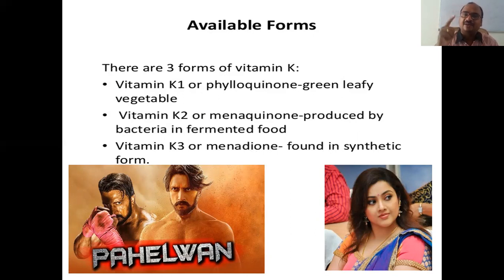So the first one is purely vegetarian, the second one is only from bacteria, and the third one is synthetic, which we prepare only in the laboratory. These three forms and their synonyms, what are the other names? It is very important. Fermented K. What is a fermented K? See, vitamin K2 is the fermented form.